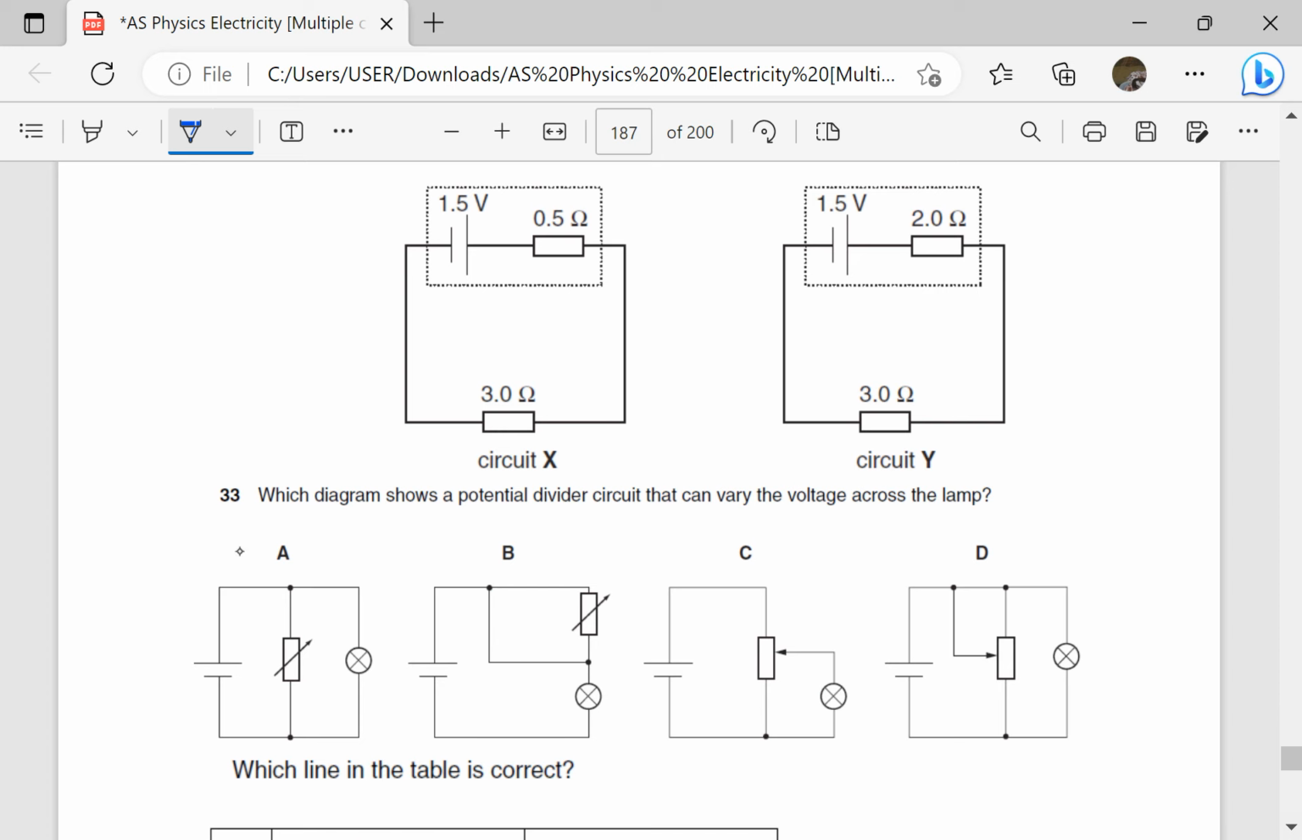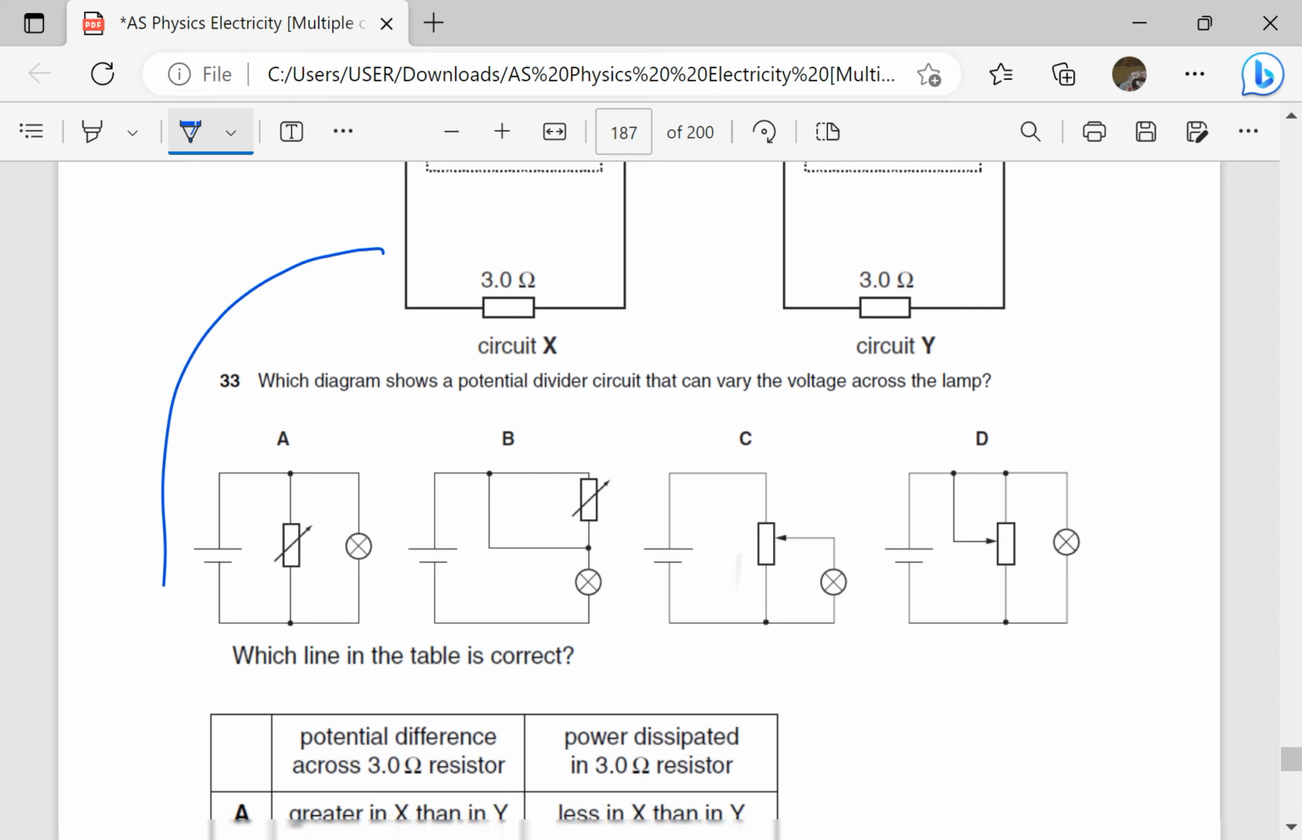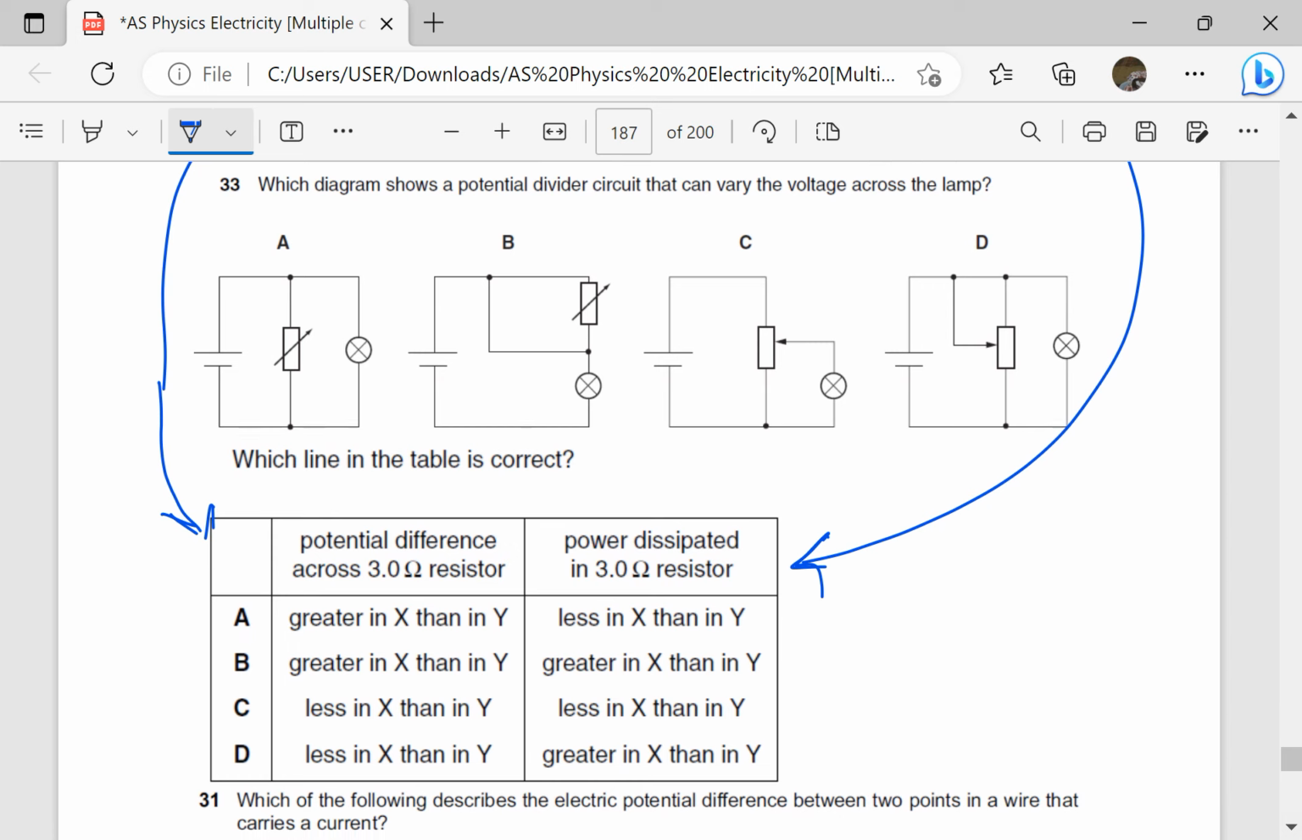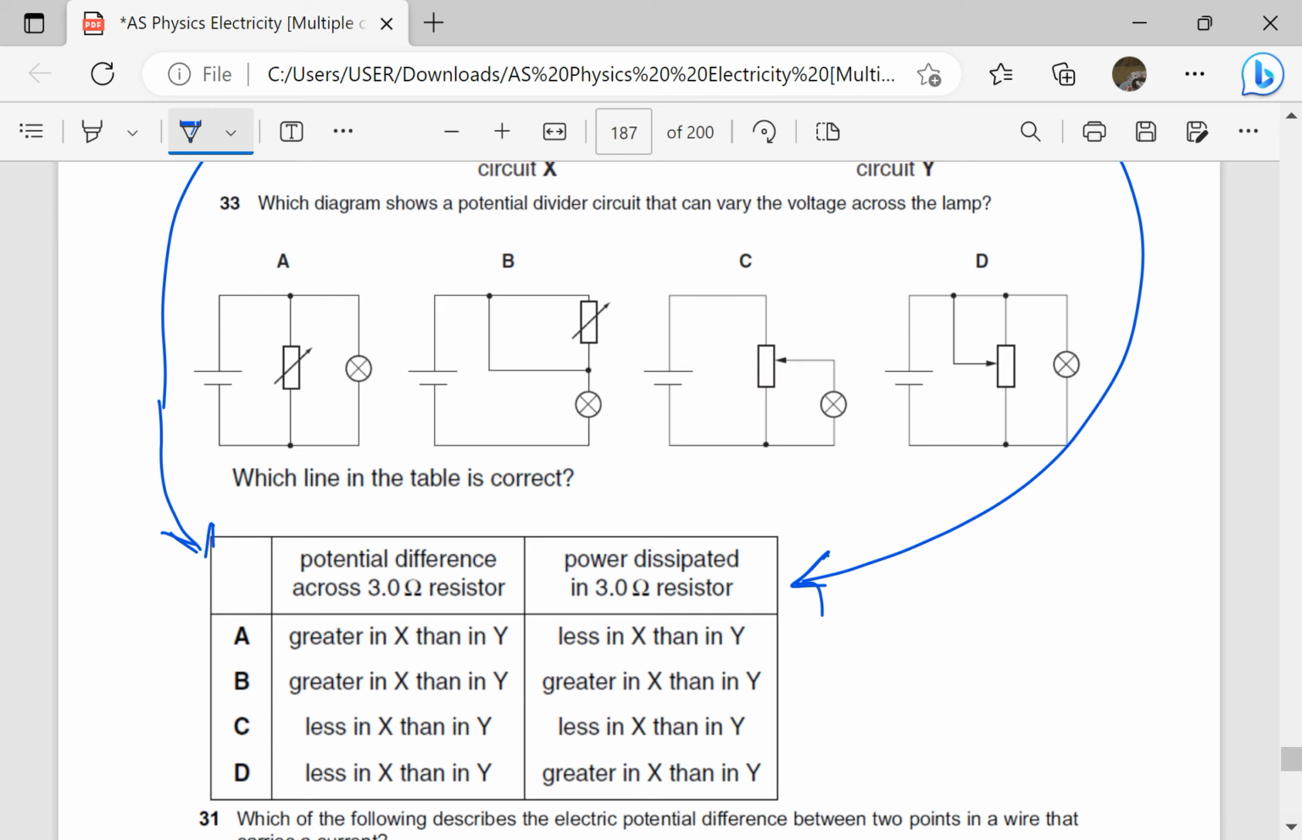So the answers to this table are the ones at the bottom here. This is coming here. This was just a mistake. Which line in the table is correct? Potential difference across the 3 ohm resistor, power dissipated in the 3 ohm resistor. Is it greater in X than in Y?